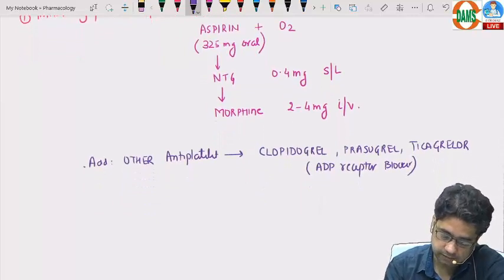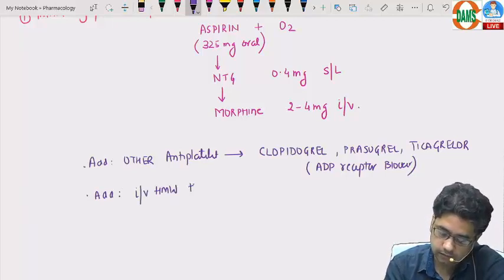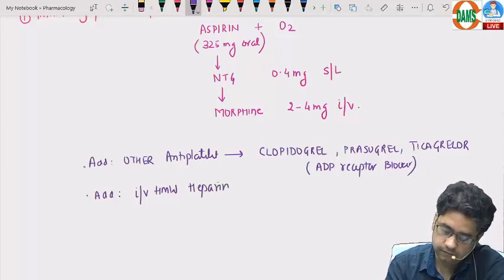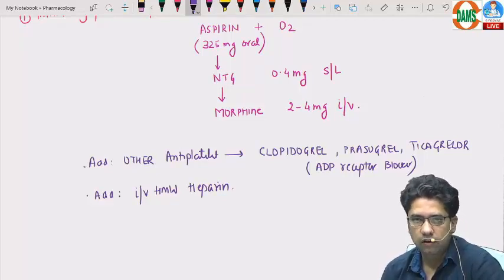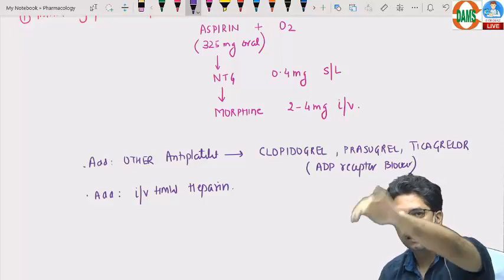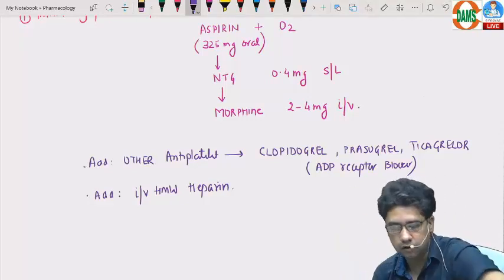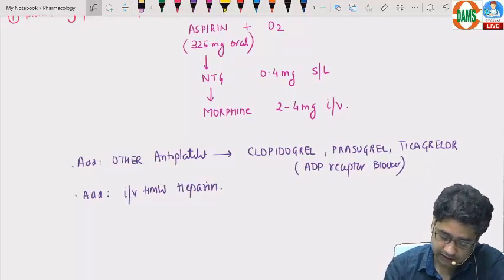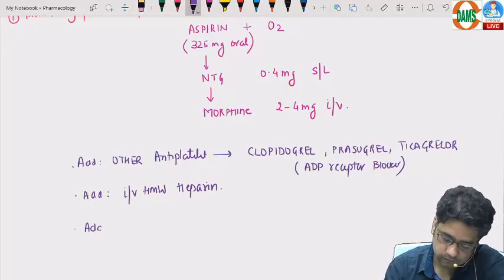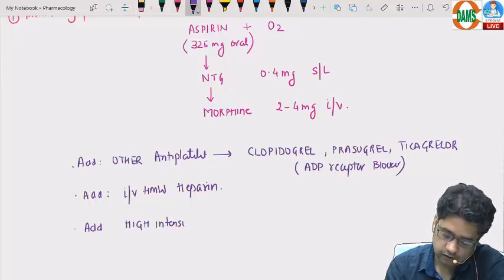In this part add IV high molecular weight heparin. Why? The reason is, if you give an aspirin-like drug, what will happen? This thrombus can move ahead and block further on. This heparin is given only for 1 month continuously, that you don't have to write. Lastly, add high intensity statin therapy.